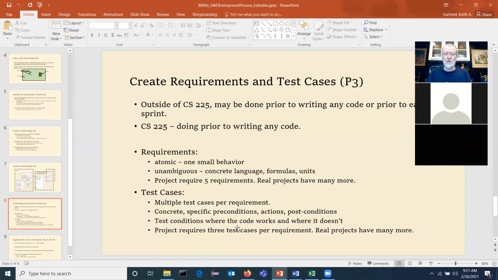Okay, three test cases per requirement. Yes, you can have a test case that is designed to fail, and your system should notify you that this is a failed situation. And so that can be part of your expected behavior of the test result, is the system prints out this message.